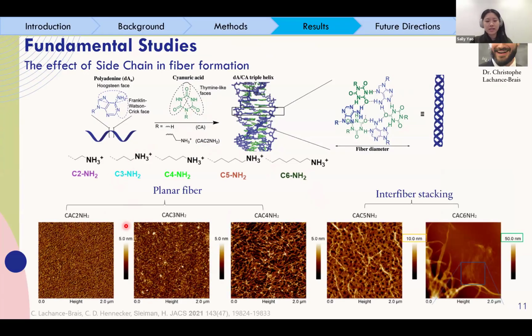When we look at the fiber formation by atomic force microscopy, for the C2 to C4 strands, which have shorter side chains, we see a planar fiber growth, and the thickness is around 5 nanometers. Once we push it to C5 or even C6, we see this interfibril stacking within the triple helix structure itself. So starting from 5 nanometers, we can push all the way to 50 nanometers in thickness, imagining those fibers lying on top of each other, making the fiber swell.